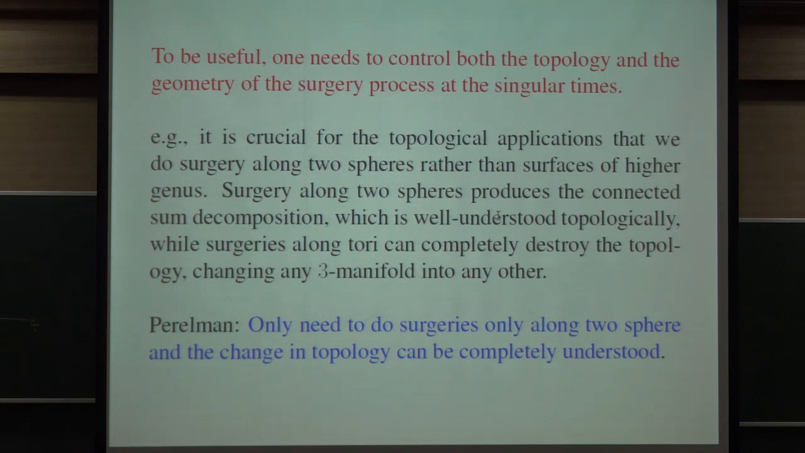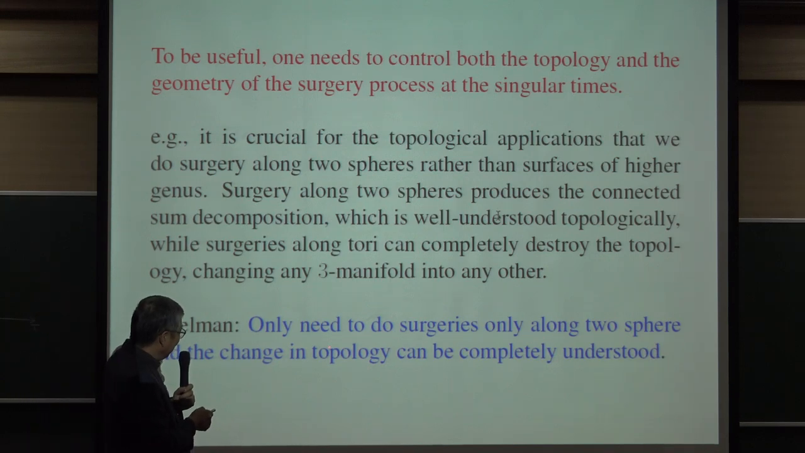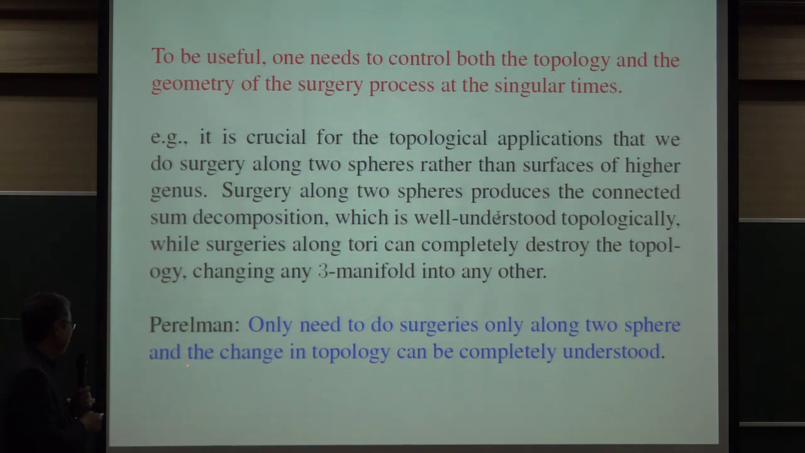Okay. So very importantly, even though from M0 to M1 or M1 to M2 you might go through quite a complex surgery, topologically I have to make sure we do a surgery along two-spheres. Okay, so that's what Perelman did. We need to do surgery only along two-spheres, and the change in topology can be completely understood.